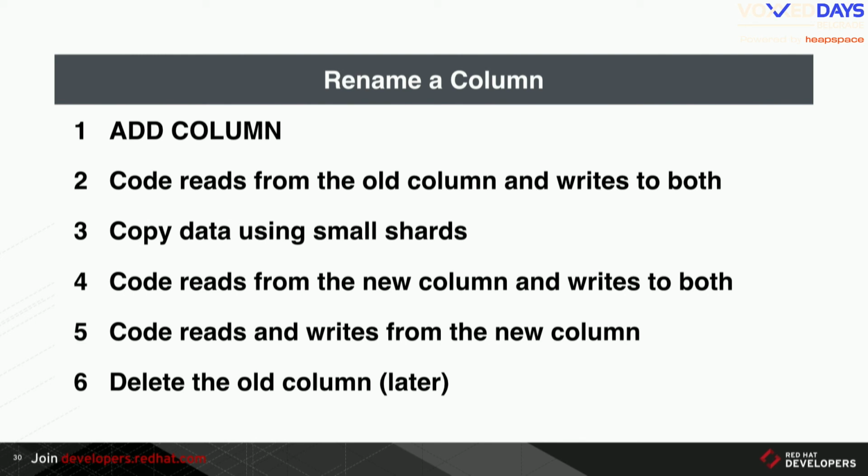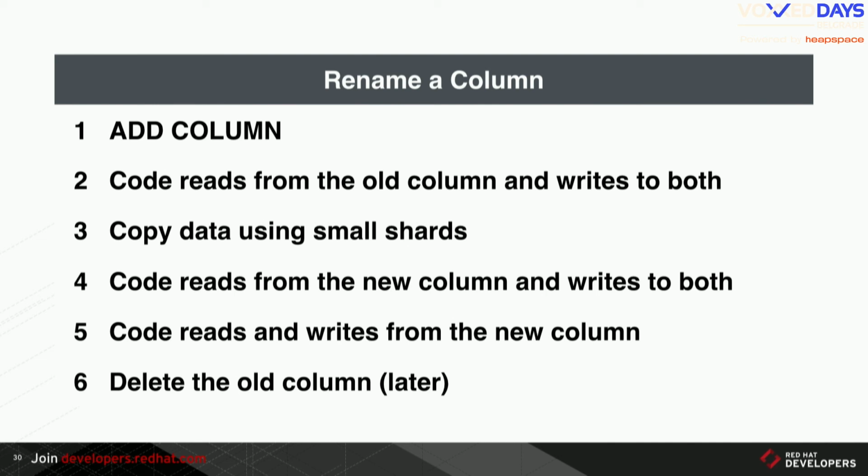Next scenario is renaming a column. So you're not allowed to just rename a column anymore. For you to rename a column in production, in first release, you alter table add column. Second release, your code reads from the old column and writes to both. Third release, you copy the data using small shards. Fourth release, your code reads from the new column and writes to both. Fifth release, your code reads and writes from the new column.